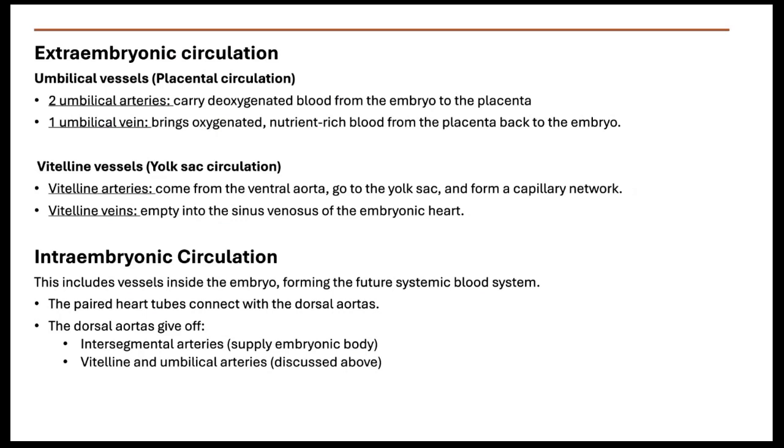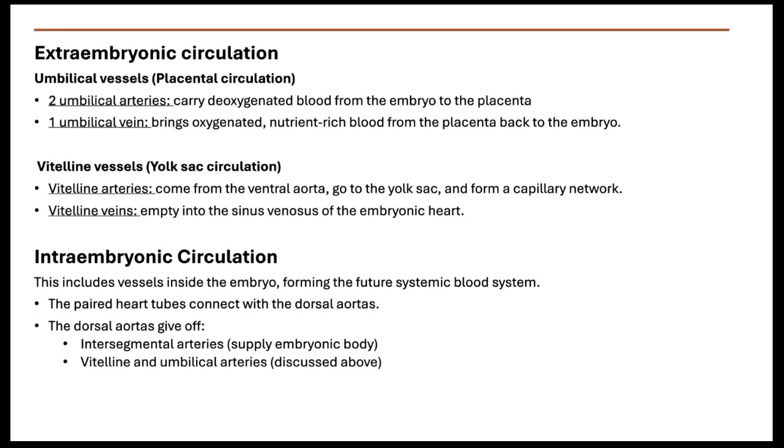There are two kinds of vessels which do this. First one is the umbilical vessels, which are related with the placental circulation. So there are two umbilical arteries which carry all the deoxygenated blood from the embryo to the placenta to get rid of all the wastes, and there's one umbilical vein which brings oxygen-rich blood from the placenta back to the embryo.